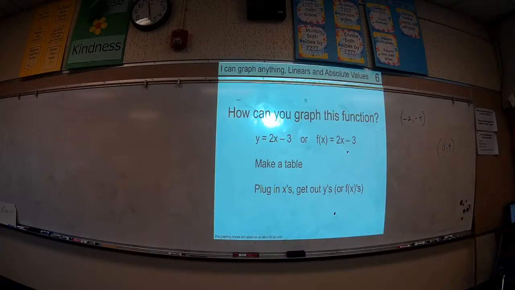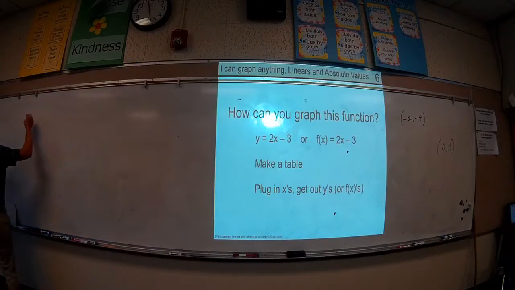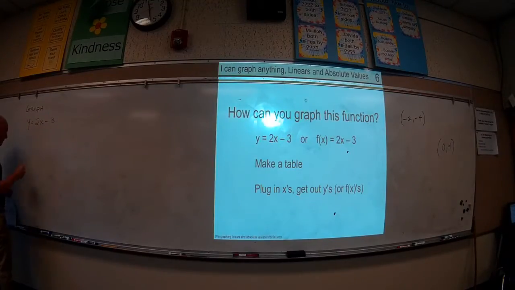So now we're going to graph a function. We're going to graph y equals 2x minus 3. In your notes, write down graph y equals 2x minus 3. And make a table underneath it. You're doing this in your notes. Is X the domain? Beg your pardon? Is X the domain? X is the domain, and Y is the range.